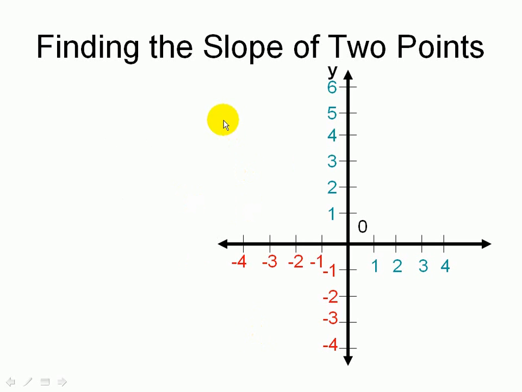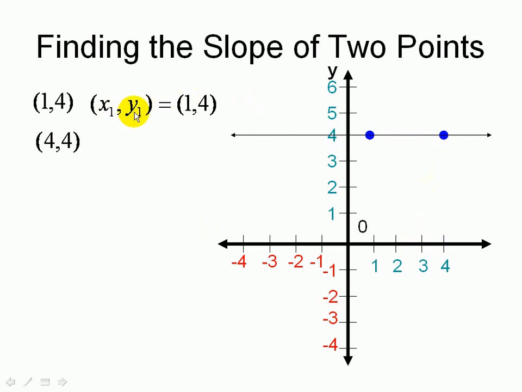Here's another example of finding the slope of 2 points. Let's say we have a point 1 and 4. That's located right here. Another one at 4 and 4, but we note that the y coordinates are equal. So we have one at 4 and 4 that's shown right here. Draw a line between them.